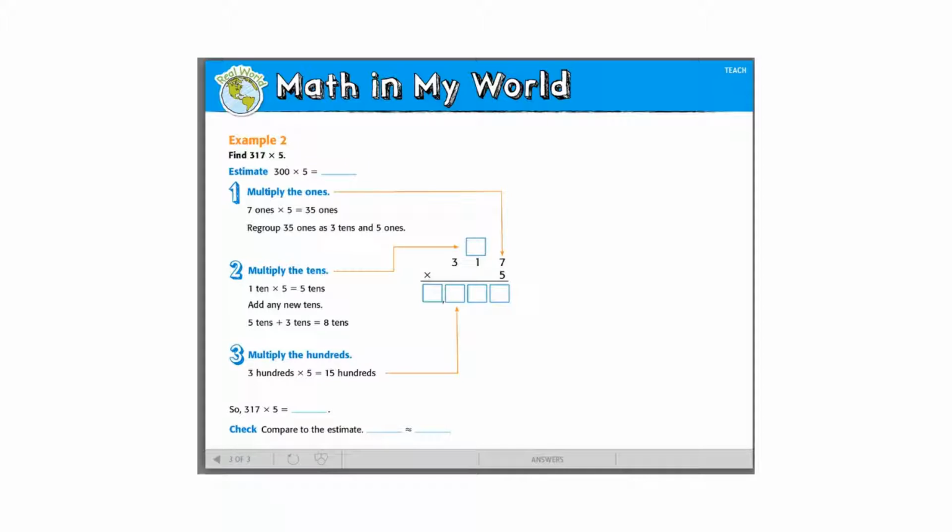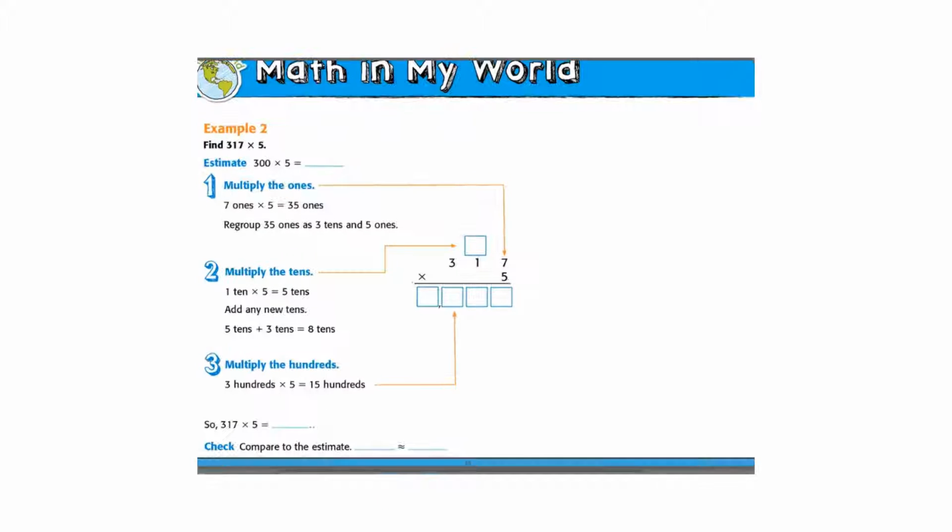Example number 2 says 317 times 5. Do you see that the first step they have up there is to think of what the estimate would be? So 300 times 5, it looks like your estimate would be 1,500, right? So your answer is going to be something close to that.